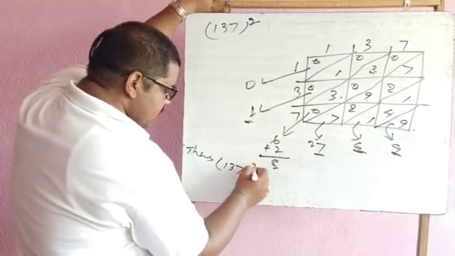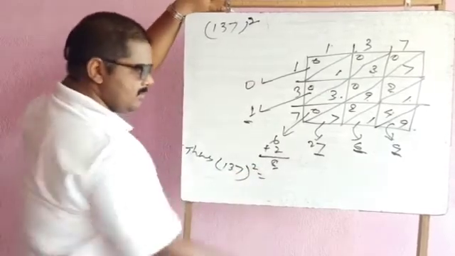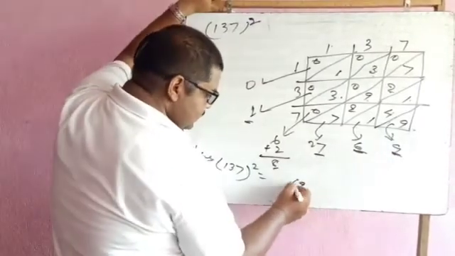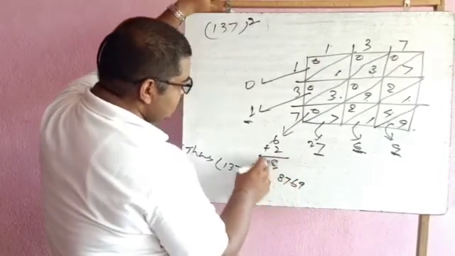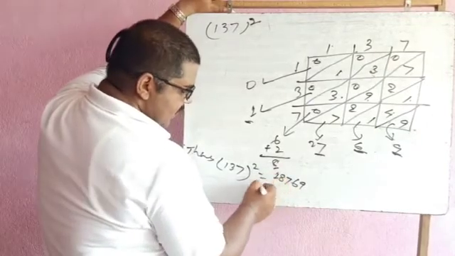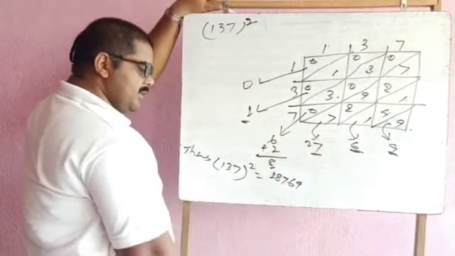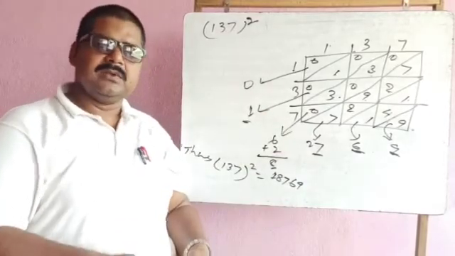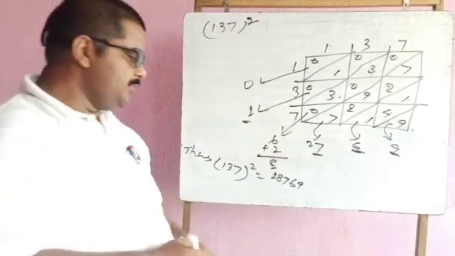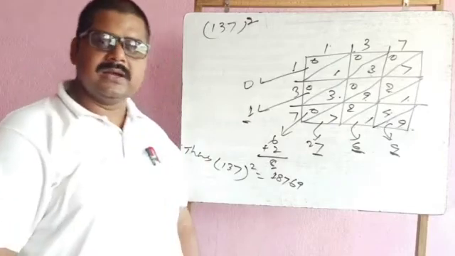137 square is equal to, write down 9, 6, 7, 8, 1, and no need to write down 0, because you know that if 0 occupies the left extreme, the value is unchanged. So this is the final result.